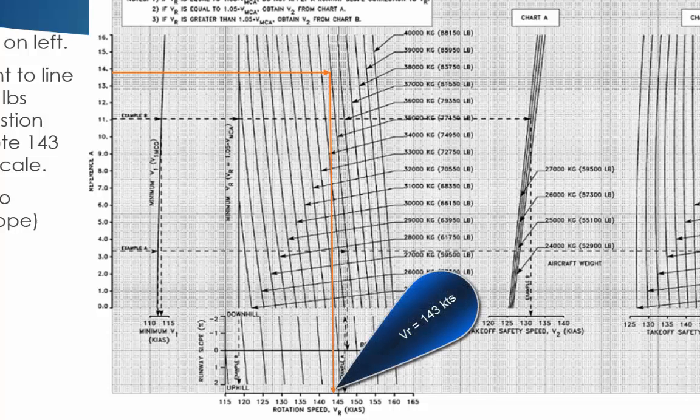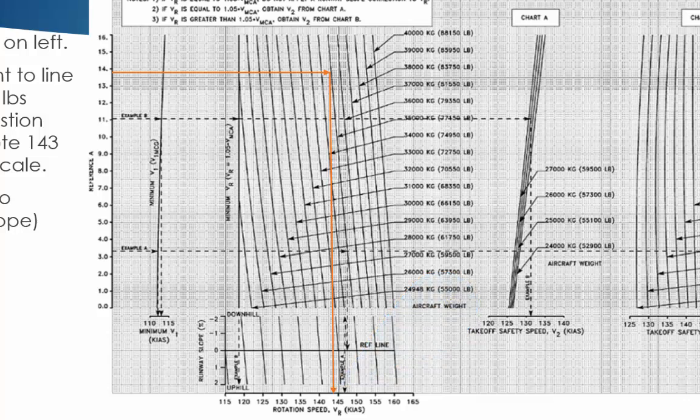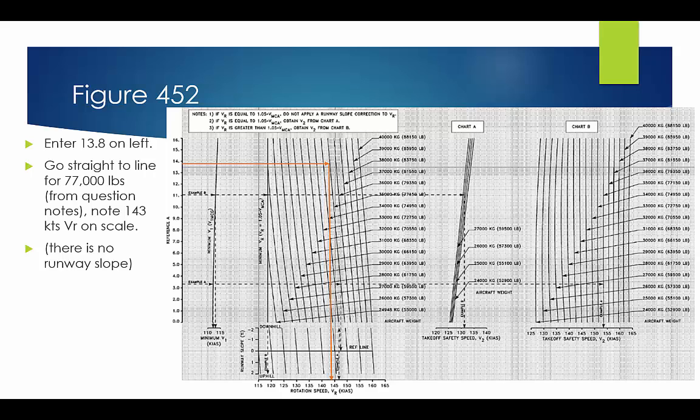Notice we didn't do anything with the guidelines on that bottom chart because there was no runway slope. If runway slope is 0, you can actually just go straight on down. There's not anything to do with the bottom of that chart if there's no runway slope. So we've got a VR of 143, but this question wanted us to also find the V2 speed. So let's do that now.